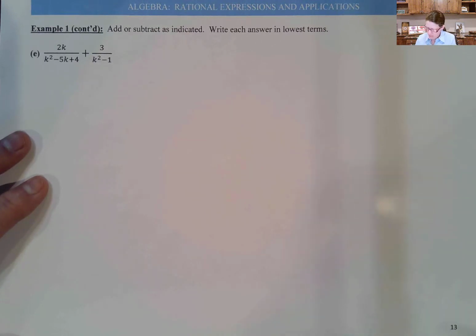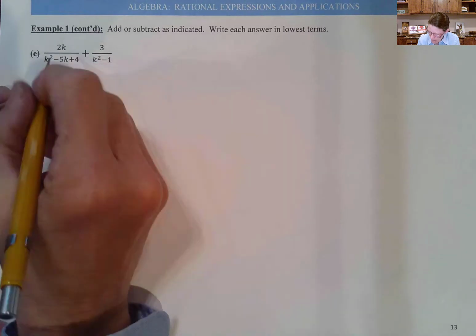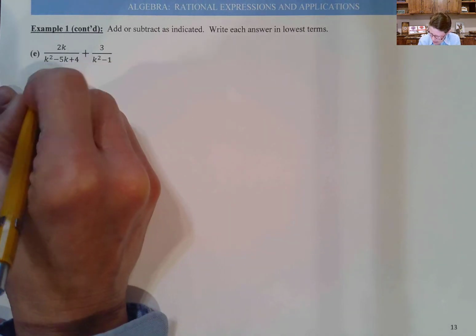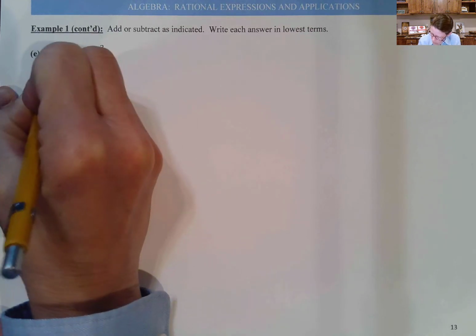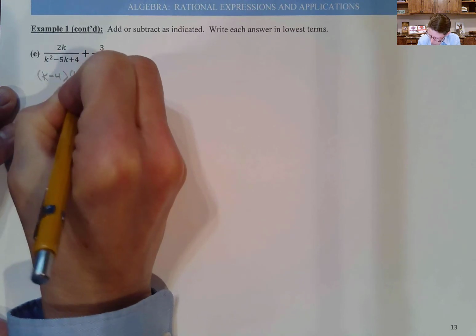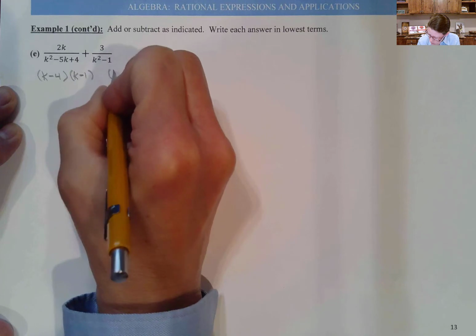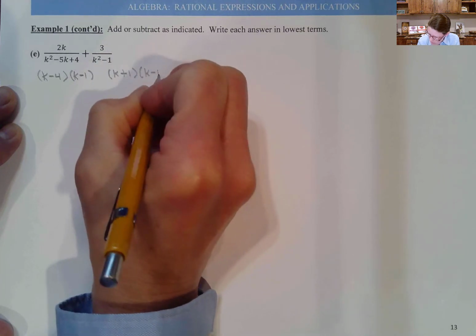Continuing with this example, adding and subtracting. Let's see, in part E, before we determine our LCD, we need to do some factoring. So let's factor this first denominator. That's k minus 4 times k minus 1. Second denominator is the difference of squares. It factors k plus 1 times k minus 1.